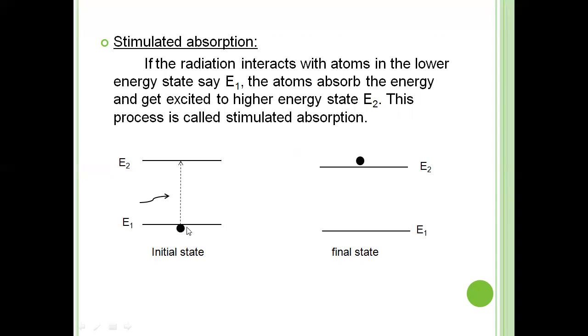In the initial state, the atom will be in the lower energy level. Once the stimulated absorption process happens, in the final state the atom will get excited to the second, higher energy level. So if the radiation interacts with the atoms in the lower energy state, the atoms absorb the energy and get excited to the higher energy state E2. This process is called stimulated absorption.